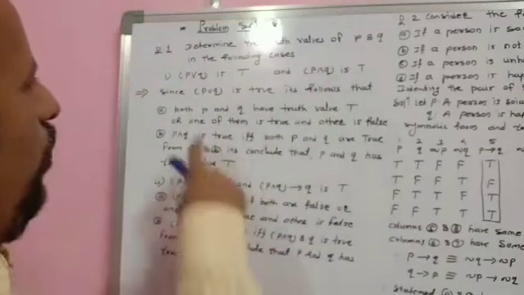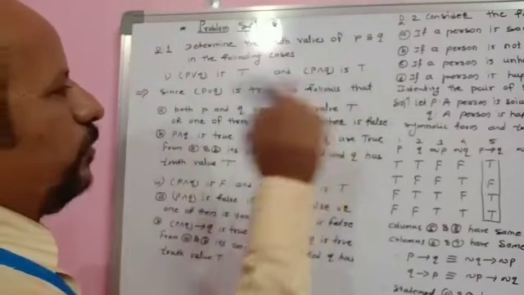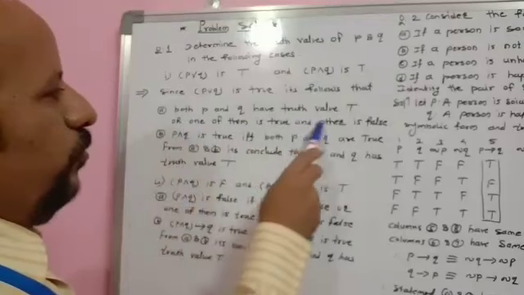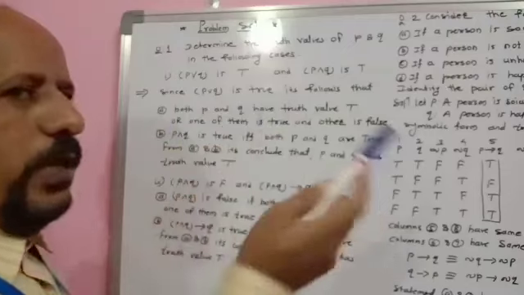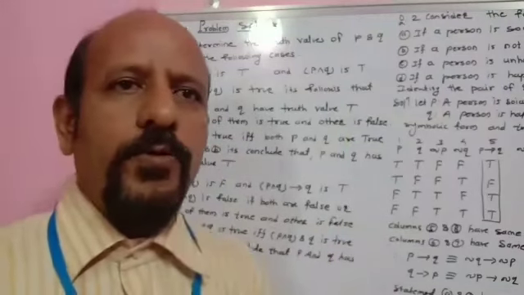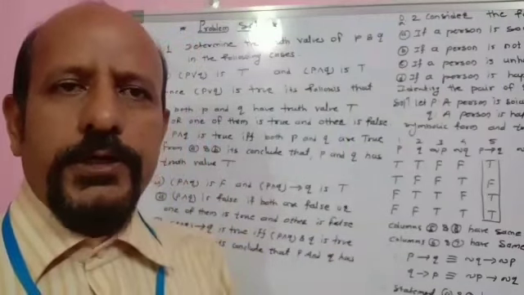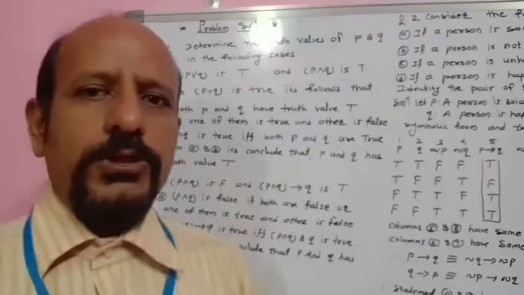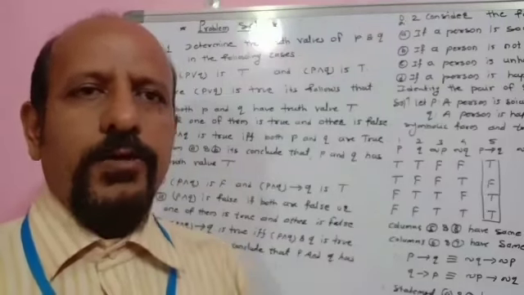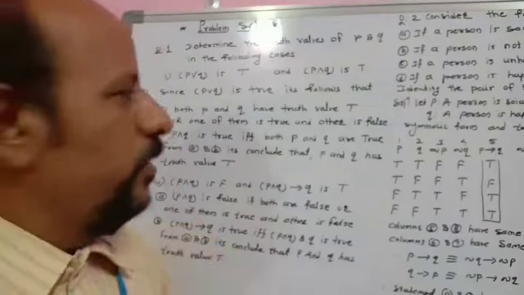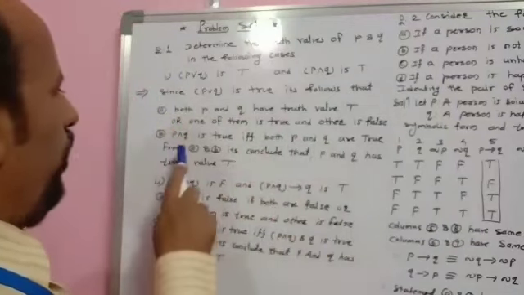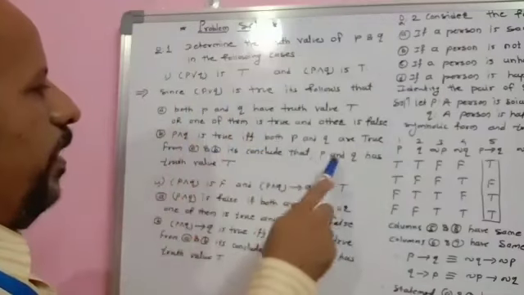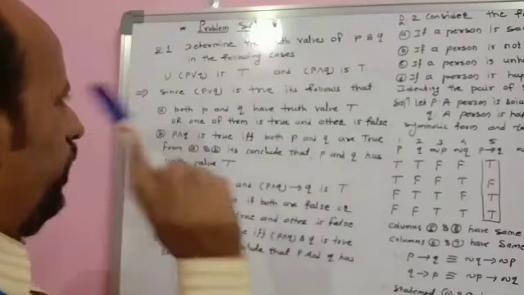It follows that both P and Q have truth value T, or one of them is true and the other is false. Second case, P and Q is true. We know that P and Q is true if and only if both P and Q are true. It is false otherwise. Therefore, P and Q is true if and only if both P and Q are true. From A and B, we conclude that P and Q has truth value T.